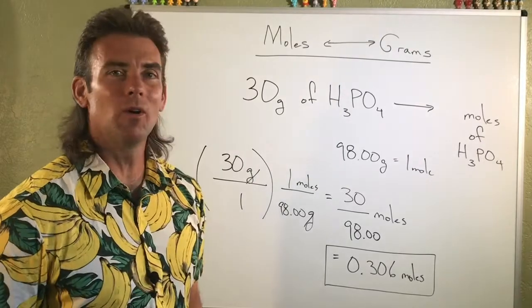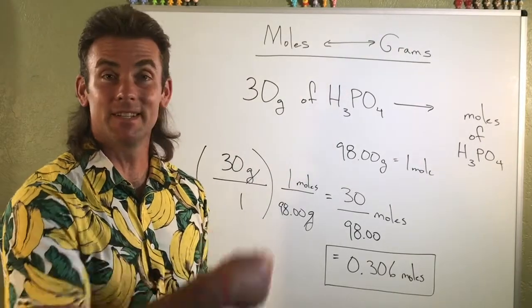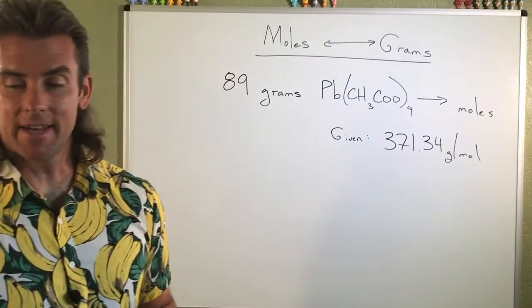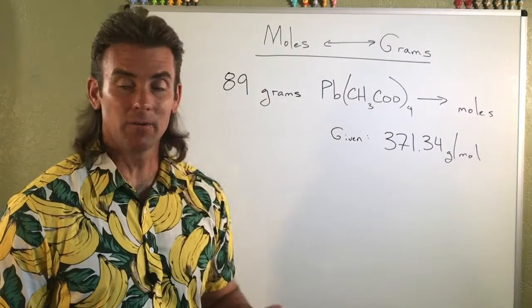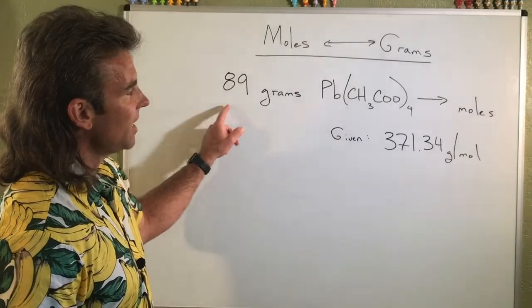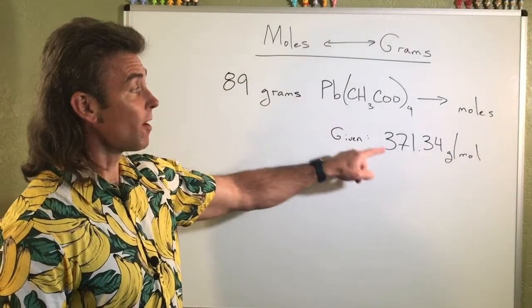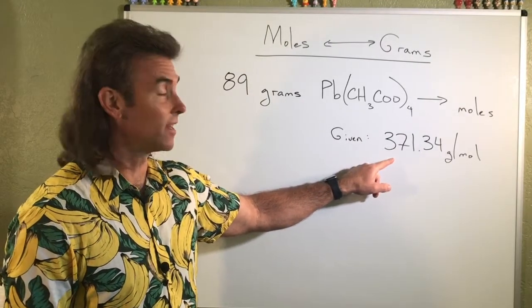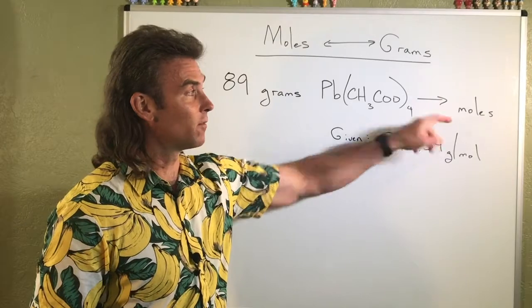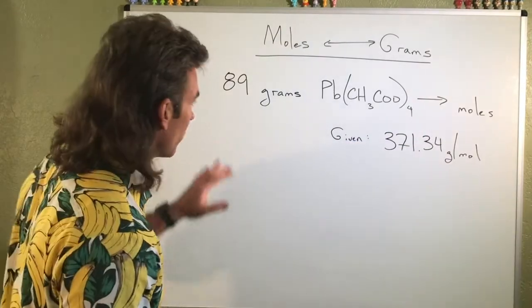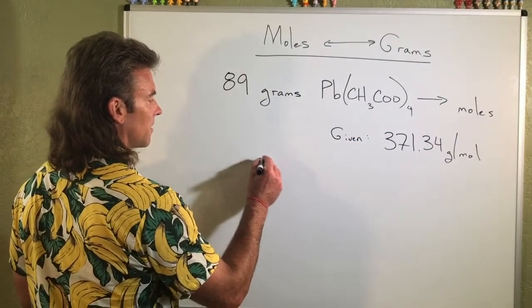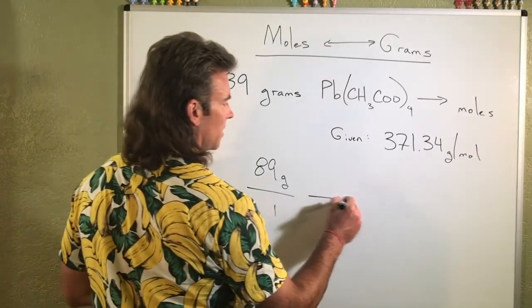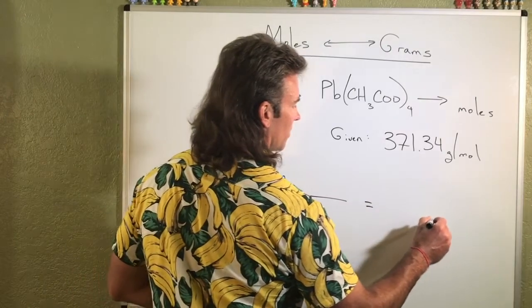Let's try one more, and then we'll try to do the opposite, which is to take moles and go to grams. Here's the next one, number 8 on the grams to moles resource guide. I've got 89 grams of this thing, which I've already calculated the formula mass for. If you have questions about that, go back to the last video lecture. And we need to convert that into moles. We're going to take our 89 grams, put it over 1, with space for a conversion factor, going to moles.